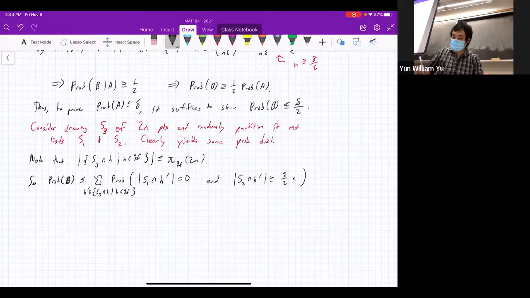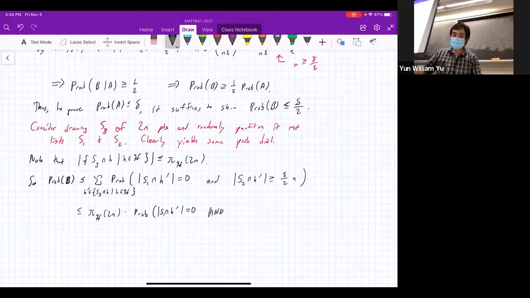And note that this is then less than or equal to pi H of 2n times, because that's the number of sets, right? So this is the total number of sets, the maximum possible number of sets in the summation, times this probability of S1 intersect H prime is equal to 0, and S2 intersect H prime is greater than or equal to epsilon over 2n. And this is for all H prime.